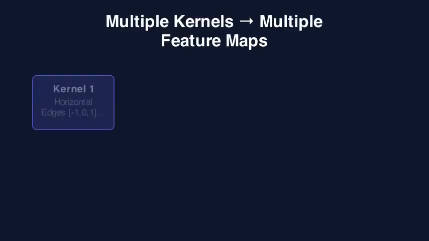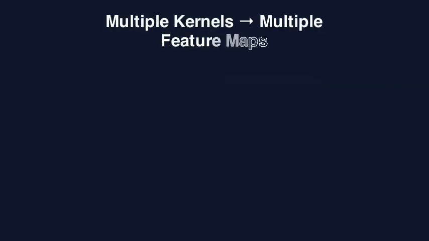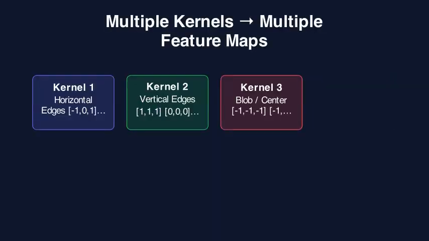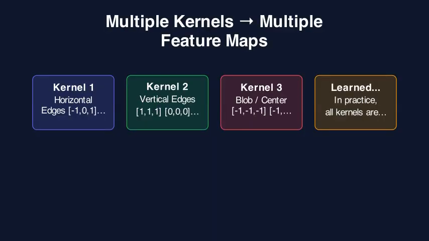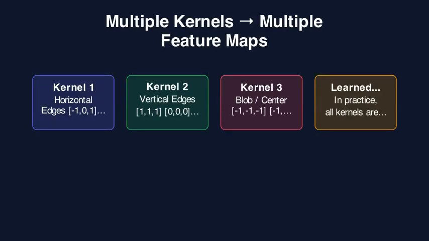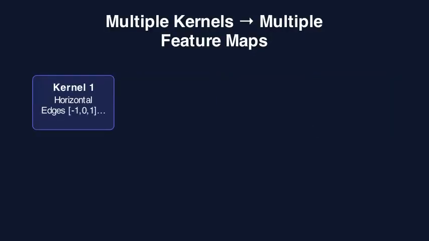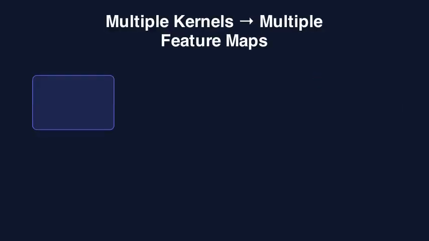One convolution layer typically applies dozens of kernels simultaneously. Each kernel produces its own feature map. Early kernels learn simple detectors: horizontal edges, vertical edges, color blobs. Deeper layers compose these into textures, shapes, and eventually high-level object parts. All of these kernels are initialized randomly and learned entirely through backpropagation on the training data.